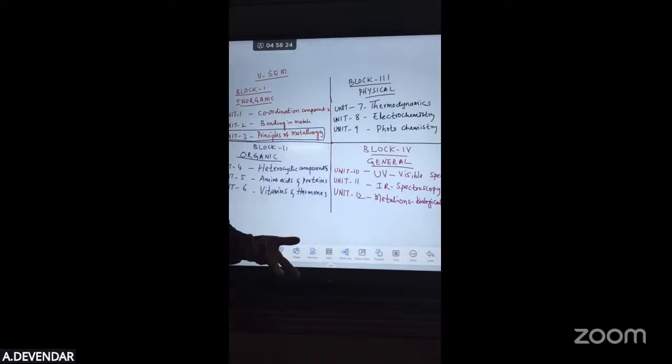Next, amino acids. Already you know that one. Proteins, you know that one. Vitamins, you know. Hormones. See, according to my experience, these two units, block 1 and block 2, are very easy, very easy.